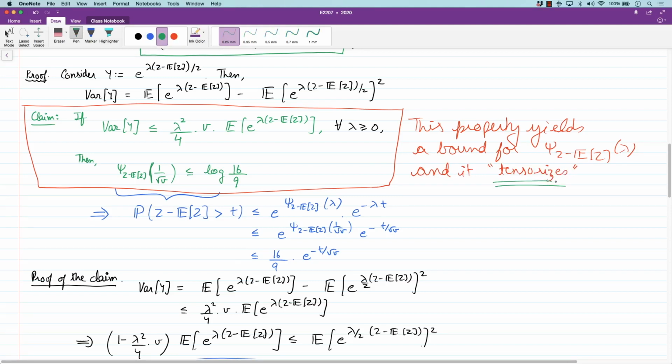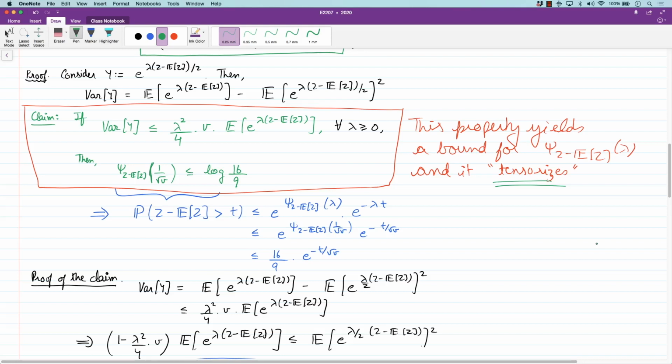Okay, so a large part of the literature of concentration bounds is around identification of such properties, which will yield a bound on the log moment generating function and tensorize. We have already seen that subgaussianity is one such property, and that's a bound which tensorizes. And this version is more abstract. Here we ask for a function inequality, and when it holds, it implies a bound for the log moment generating function, and it tensorizes.